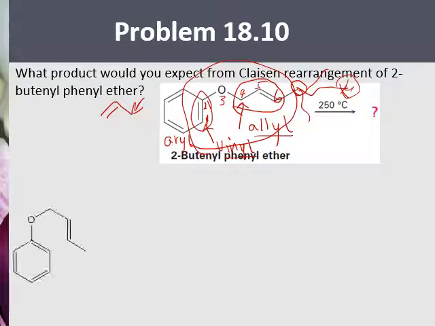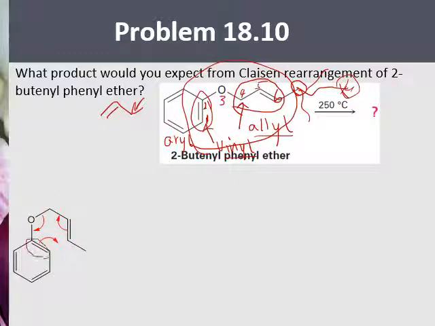So for clarity, we redraw this structure to show the allyl group and the vinyl all together in a 6-membered ring. All right, the 6-membered carbon ring. And for Claisen rearrangement, which is also called a pericyclic reaction, the mechanism is just electron movement, and so we can just push all the electrons. So here is the mechanism, and we can push the electrons.